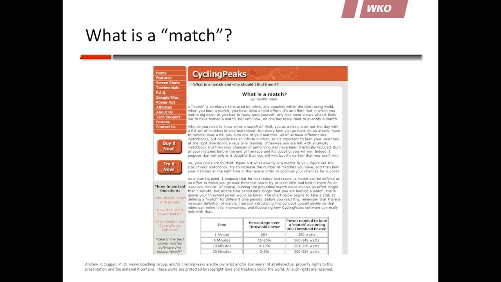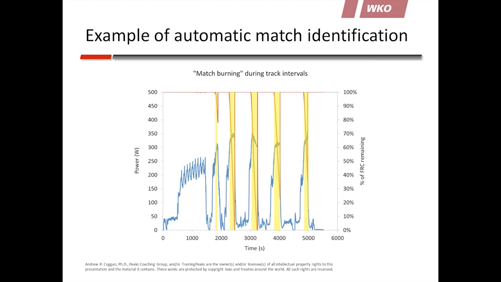Well, that's where FRC sort of comes to the rescue, because now we have a more complete and explicit description of somebody's power duration relationship, i.e. their unique fingerprint of their abilities. You can then come up with objective criteria to define matches and automate the process of locating them within a file and then marking them up.